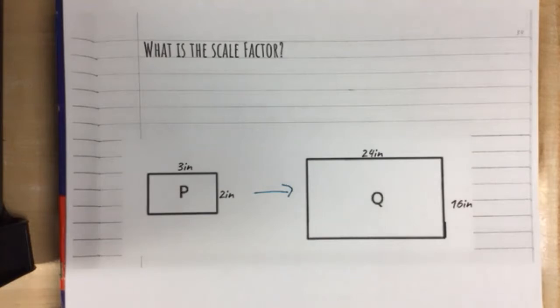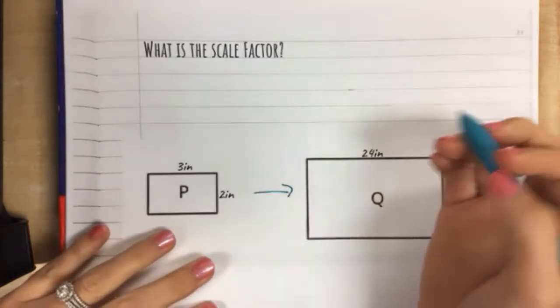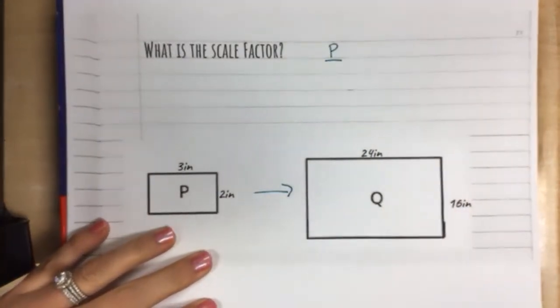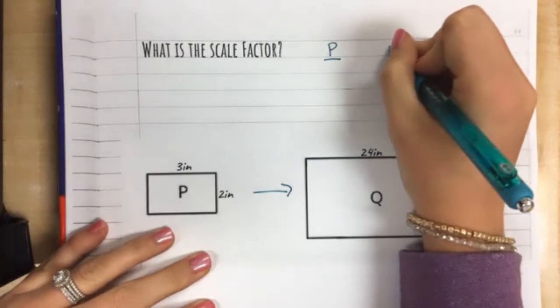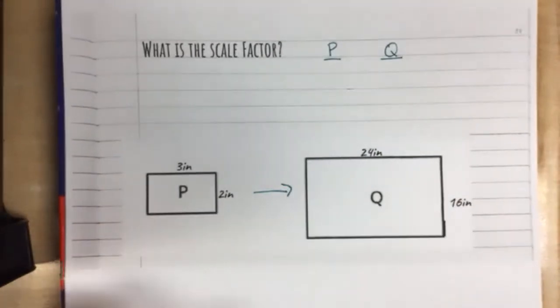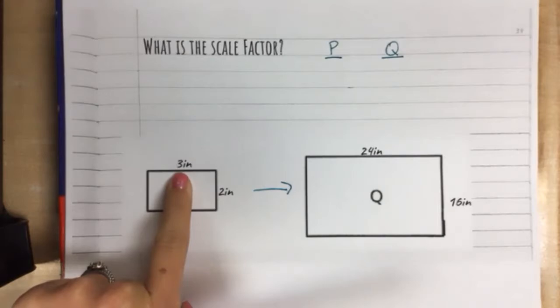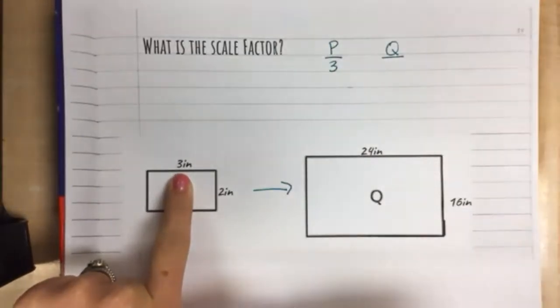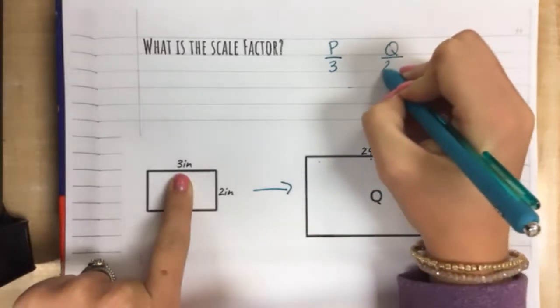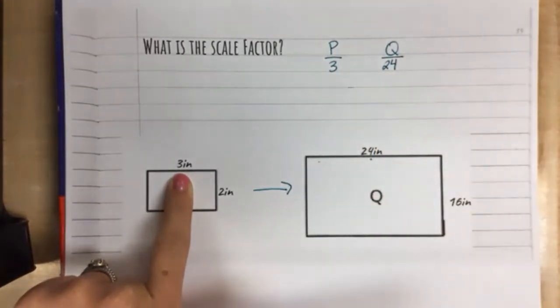Now, when you're trying to figure out the scale factor, here's something that you can do. Let me write it down for you. I'm going to write everything about figure P under the P, and everything about figure Q under the Q. So this horizontal side in figure P is 3, and the horizontal corresponding side is 24 for figure Q, all right?